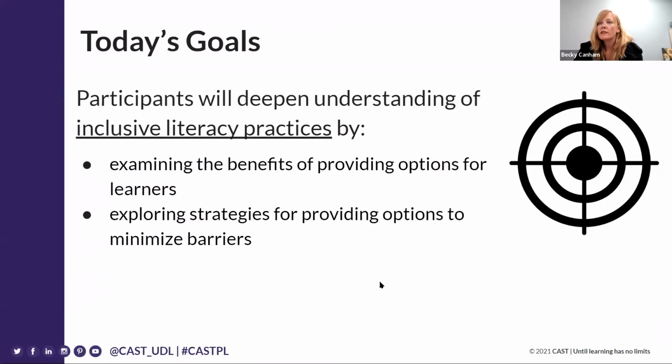Here are our goals for our session together. We will deepen understanding of inclusive literacy practices by examining the benefits of providing options for learners and exploring strategies for providing options to minimize barriers.